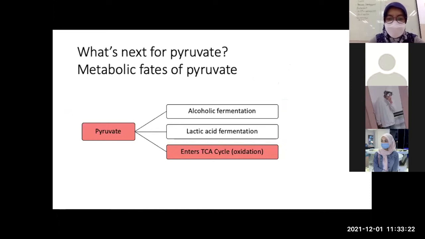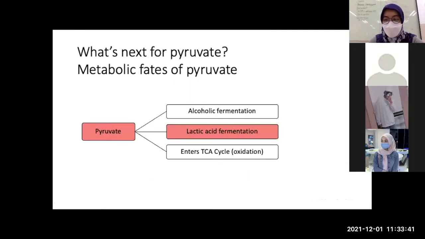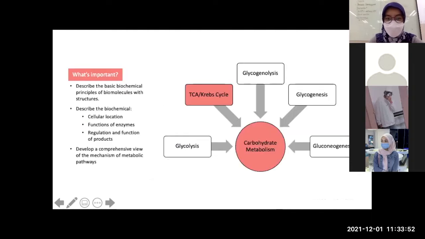If you notice just now, the glycolysis ends at pyruvate, but this pyruvate can enter the mitochondria. So when pyruvate enters the mitochondria, it will undergo a cycle that we call the TCA cycle or the Krebs cycle. Krebs is the scientist. The name is actually tricarboxylic acid cycle or TCA cycle. So that is what we look into next.